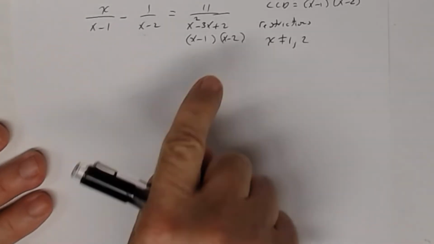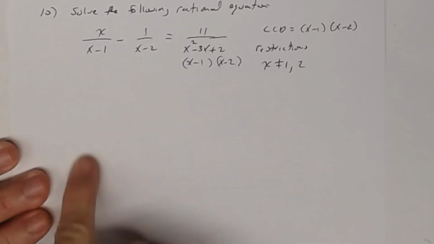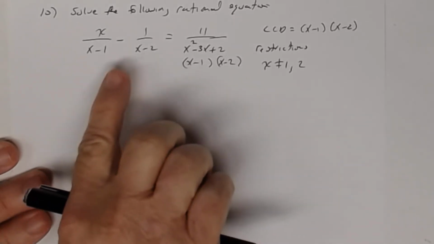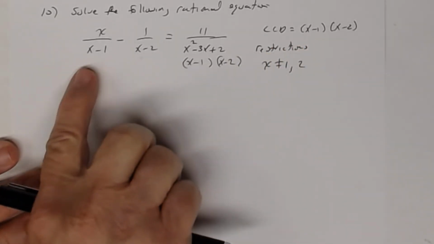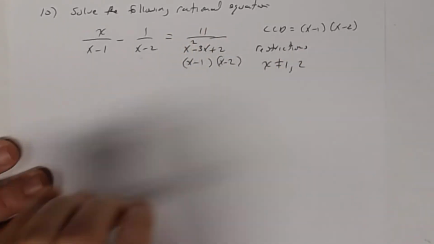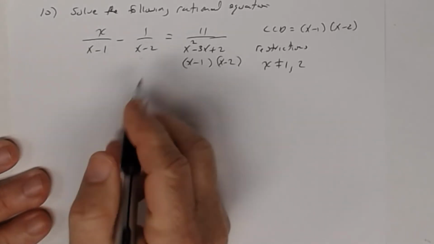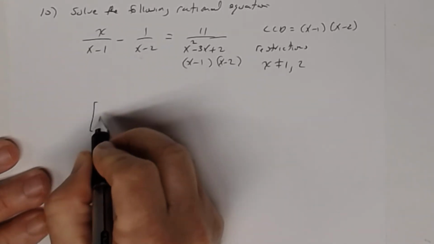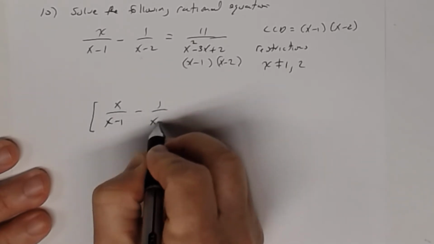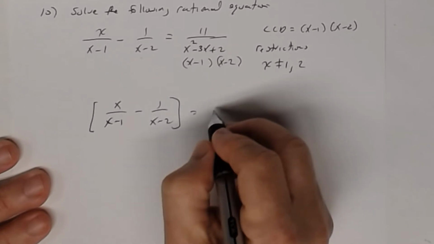Okay, so we're going to remember the process, and you have to use this. If you don't use this process, you're not going to get all your points, because that's the way I want you to do this. So you're going to take this least common denominator, and now you're going to multiply both sides by that least common denominator. Now notice on the left side there are two rational expressions, so put that in parentheses or brackets. X divided by x minus 1 minus 1 divided by x minus 2. So put that in brackets, equal, I'm just going to rewrite the left-hand side.